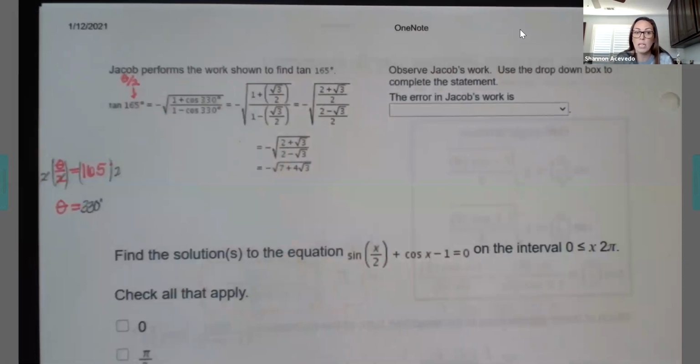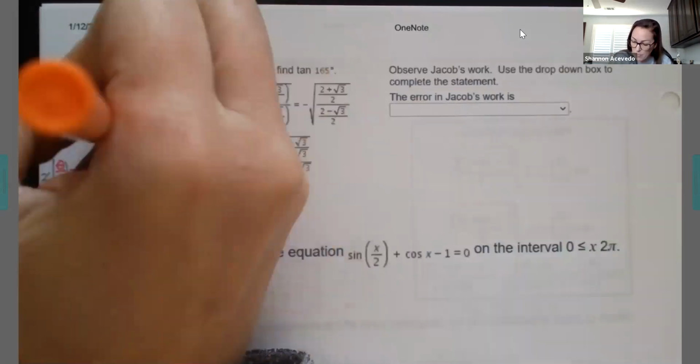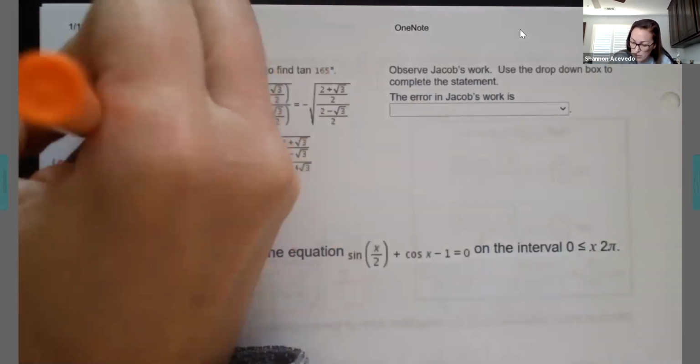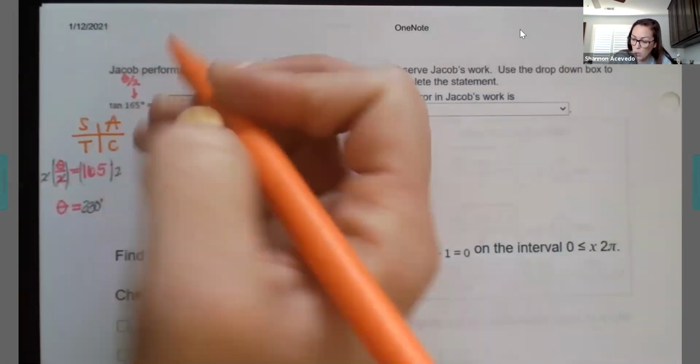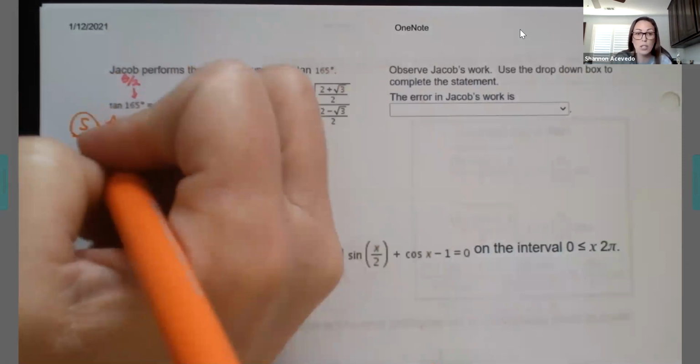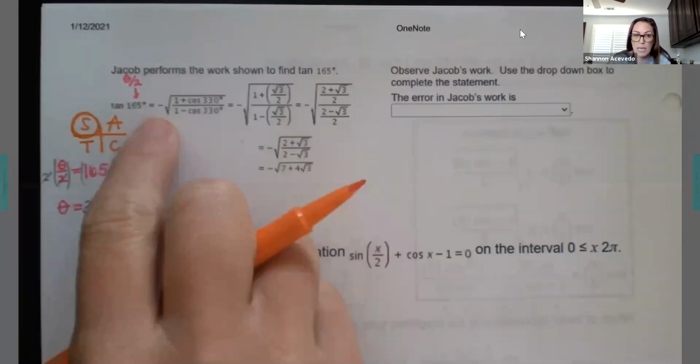The second thing we're going to need to know is what quadrant our original value is in. So I look here and I'm at 165. All students take calculus. So if it's 165, we're going to be in quadrant 2, which means if we're talking about tangent, I know it's going to be a negative.